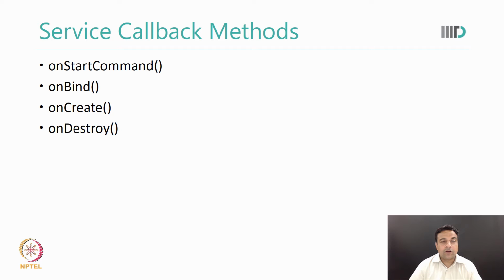Now let's have a look at the service callback methods. We will only look at the important callback methods. There are four important callback methods for a service: onStartCommand, onBind, onCreate, and onDestroy.